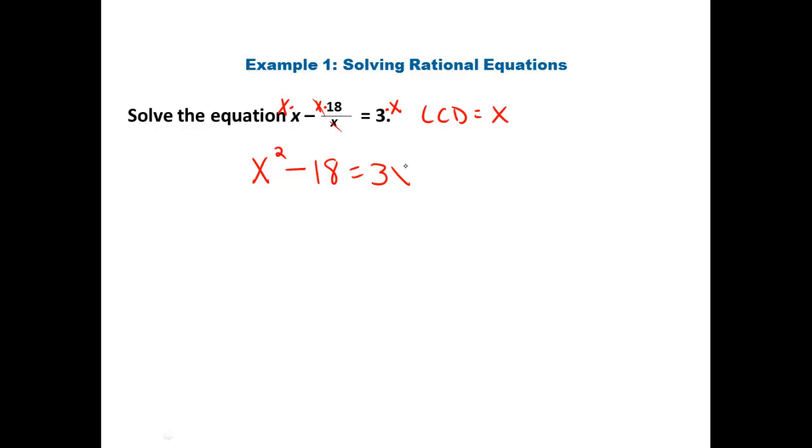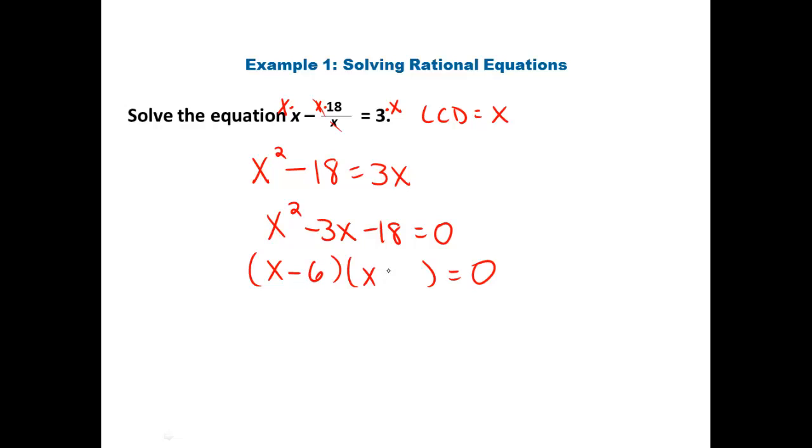equals 3x. Now since our equation is quadratic, we need to get it set equal to 0. x squared minus 3x minus 18 equals 0. Now we need to factor. So we're thinking of two numbers that multiply to negative 18 that add to negative 3. So it's going to be minus 6 plus 3. So x equals 6 and x equals negative 3.